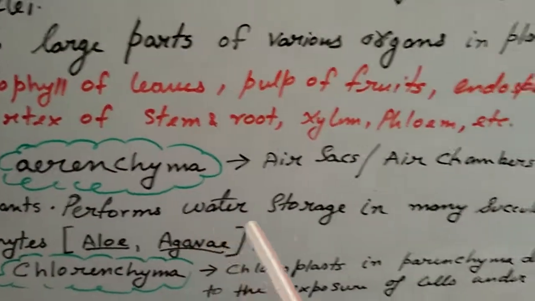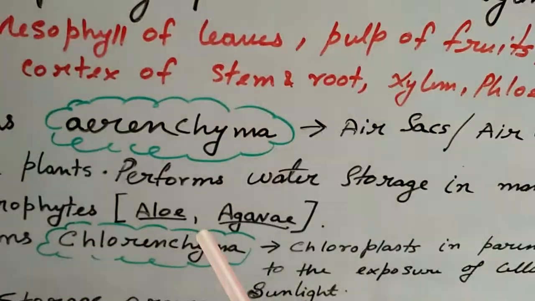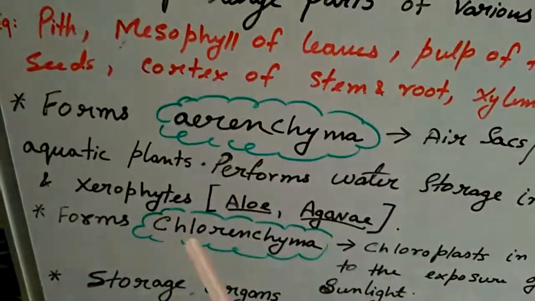Also parenchyma is present in succulents and xerophytes. Succulents, for example, aloe vera or aloe, agave, these are succulents as well as xerophytes.